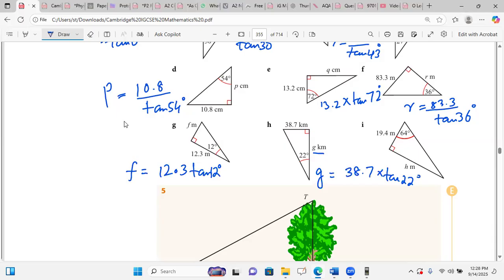For this one, you need H as opposite. So H will equal to, you need adjacent in this case. So it should divide. Here you need opposite over there. Here you should multiply. 19.4 multiplied by tan 64 degree.